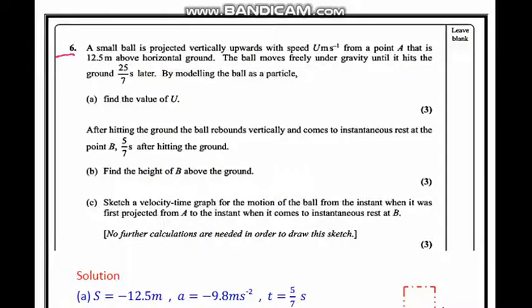Question 6. A small ball is projected vertically upward with speed u meters per second from point A, that is 12.5 meters above the horizontal ground. The ball moves freely under gravity until it hits the ground 25/7 seconds later. By modeling the ball as a particle, find the value of u.